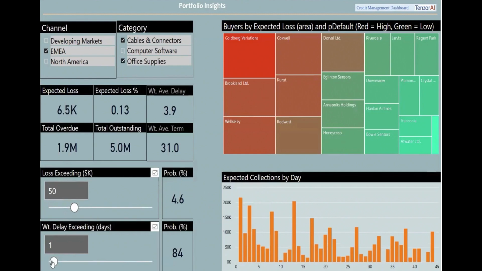And in this case, it's saying it's 4.6% probability. And the same thing you can do on delay. So you're saying, my expected delay was 3 days. How likely is it to be delayed by 10 days? 17%. So you can see both of these stress tested.